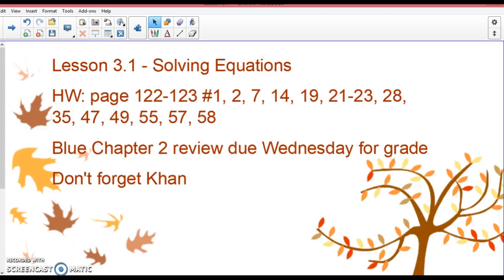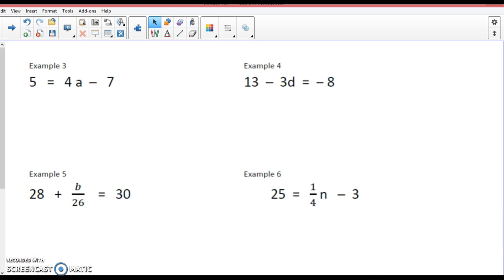All right, this is lesson 3.1, solving equations. This is the homework that goes along with it. All right, now, I am going to ask you guys to write down these steps to solving equations. And there are some teachers that teach this a little bit differently than me. Don't worry about writing these problems down yet.